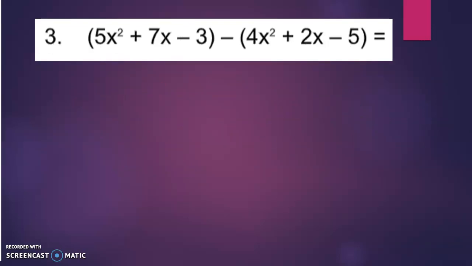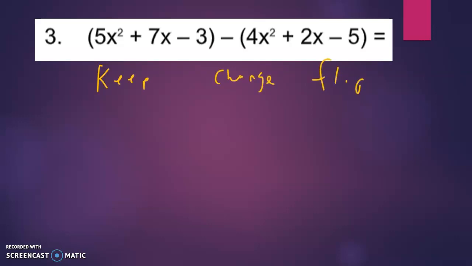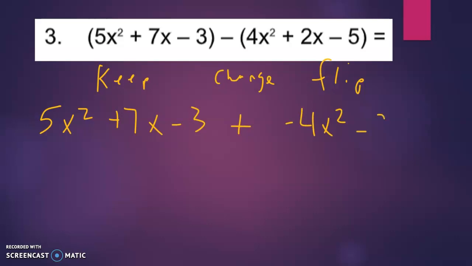When I look at this one, I change subtraction to addition, and I flip all the signs of the terms inside the second parenthesis. That becomes 5x squared plus 7x minus 3 plus negative 4x squared minus 2x. The minus 5 becomes a plus 5.